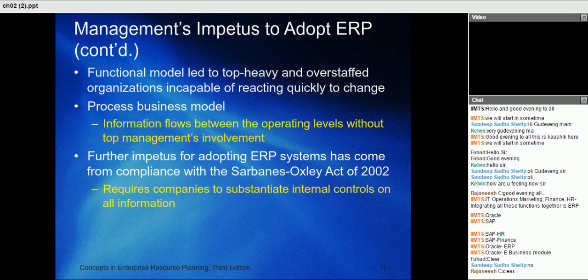Management's impetus to adopt ERP: the functional model led to top-heavy and overstaffed organizations incapable of reacting quickly to change. In the process business model, information flows between the operating levels without top management's involvement. Further impetus for adopting ERP systems has come from compliance with the Sarbanes-Oxley Act of 2002.